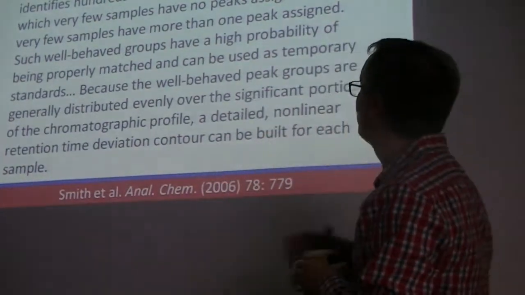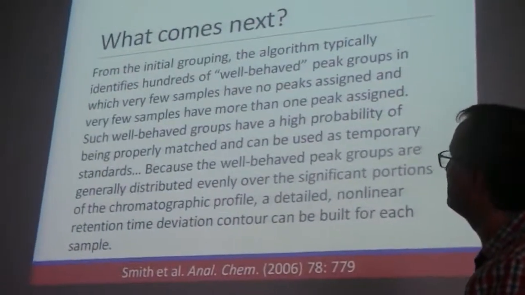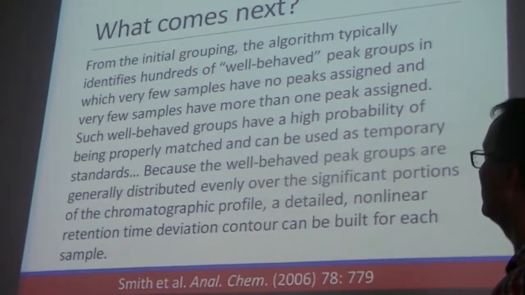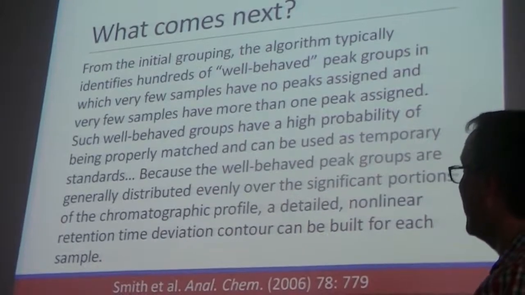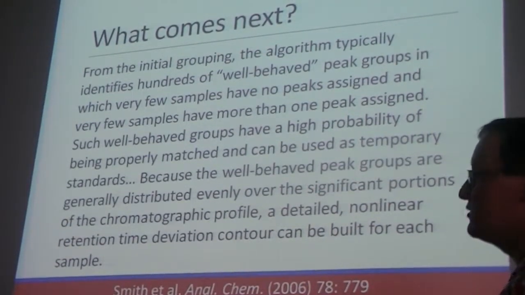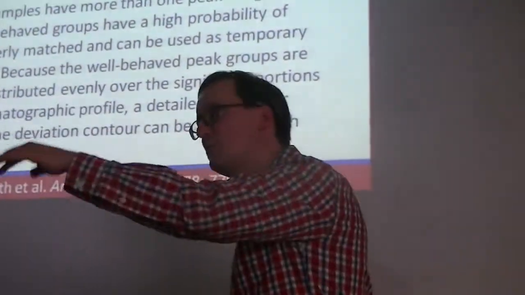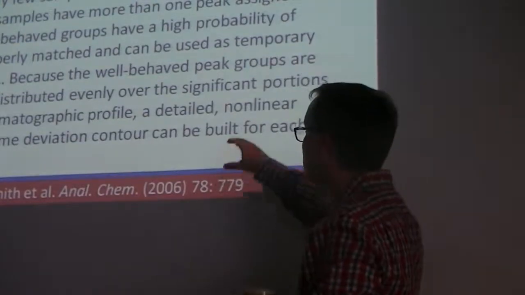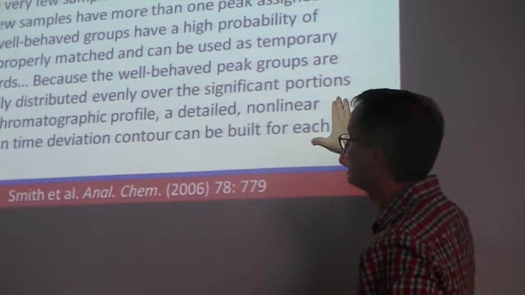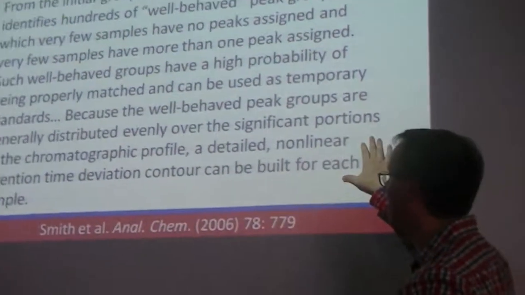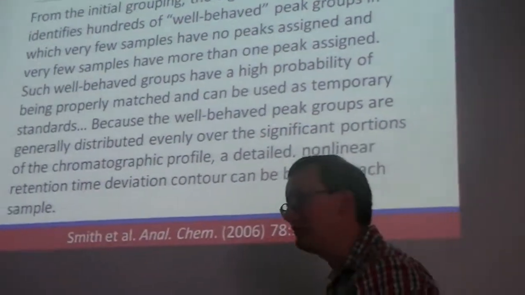So from the initial grouping, the algorithm typically identifies hundreds of well-behaved peak groups in which very few samples have no peaks assigned and very few samples have more than one peak assigned. Such well-behaved groups have a high probability of being properly matched and can be used as temporary standards. They're going to act as landmarks that we use to lay out the scope of the problem we need to do to adjust for this matching. Because the well-behaved peak groups are generally distributed evenly over the significant portions of the chromatographic profile, a detailed nonlinear retention time deviation contour can be built for each sample.